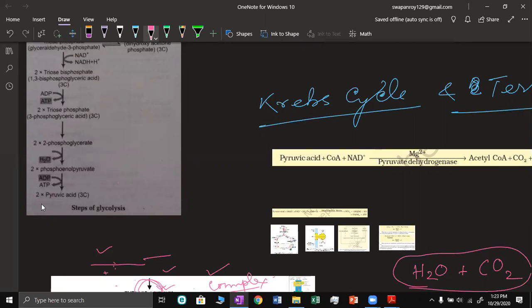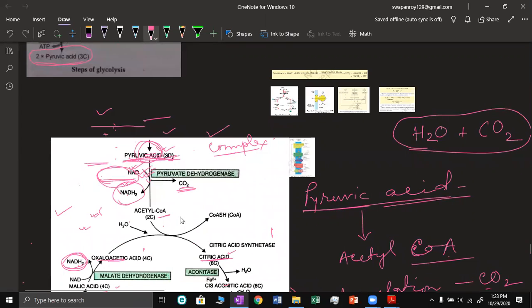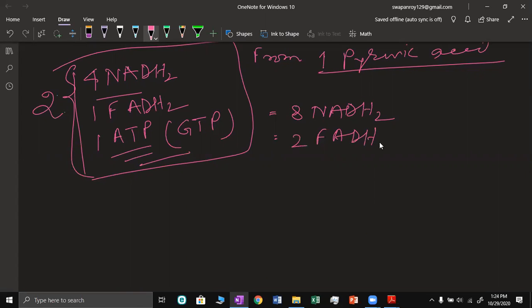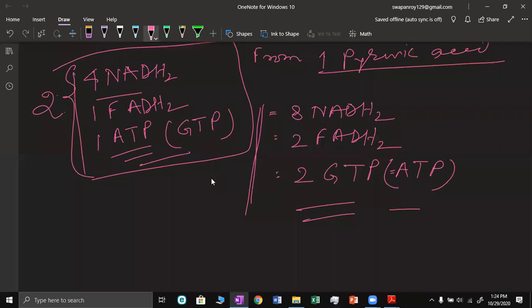But after glycolysis, how many molecules of pyruvic acid do we get? We get two molecules of pyruvic acid after glycolysis. So if two molecules of pyruvic acid undergo this Krebs cycle, then we will be getting 4 into 2, so it will be equal to 8 NADH2, 2 FADH2, and 2 GTP, which is equivalent to ATP. This is by the oxidation of the pyruvic acid in the Krebs cycle.